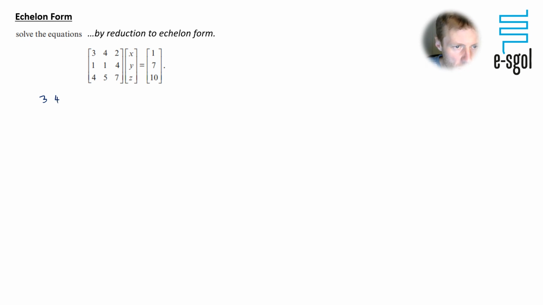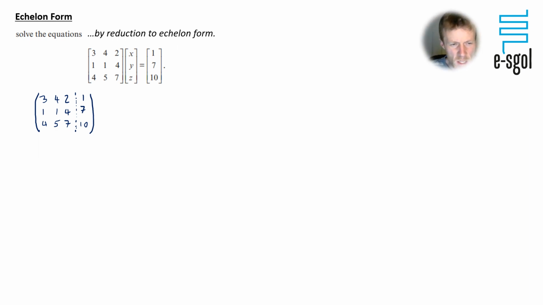So we've got 3, 4, 2, 1, 1, 4, 4, 5, 7. But what I like to do is I just put a sort of dotted or dashed line there, and then I write the 1, 7, 10 here. Like that. That's called an augmented matrix. It's kind of combining 2 in 1.